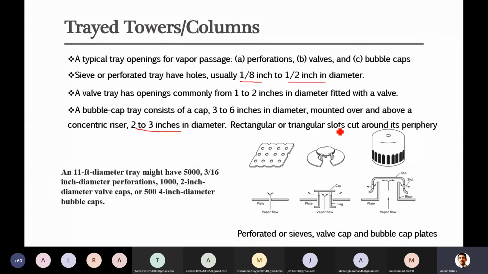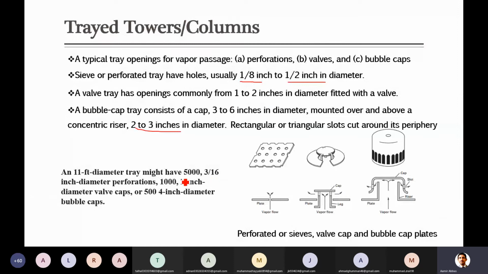Overall, by the way, these are based on some of the statistics provided in your textbook, that if there is a tray of 11 feet diameter, it might have 5,000 perforations of 3/16 inch diameter. Here the diameter has been reduced considerably as compared to those which I mentioned earlier.